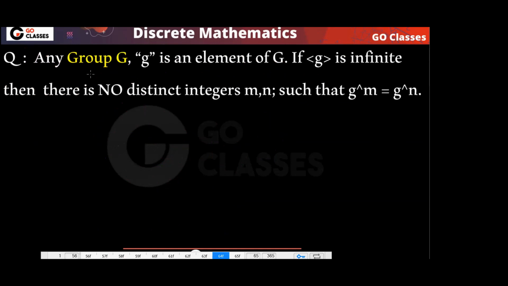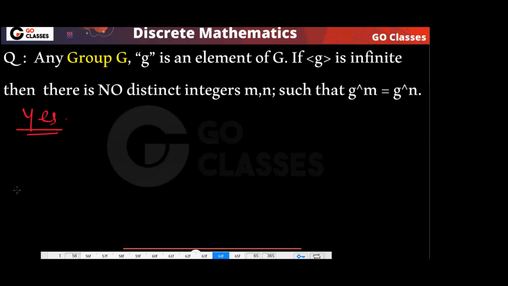And what about this one? You have a group, okay, this is the contrapositive. Is this a true statement? Whatever group you have, G is any element. If the order of G is infinite, then there are no distinct integers such that G power m equals G power n. Correct? Yes or no? This statement is true, because if this happens, then G will be finite. Yes or no?